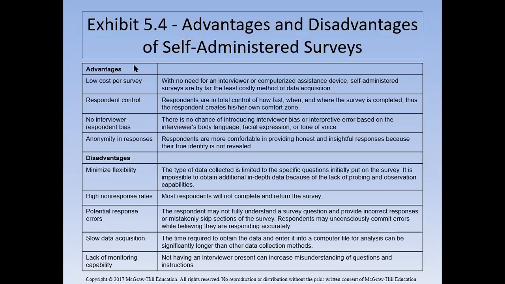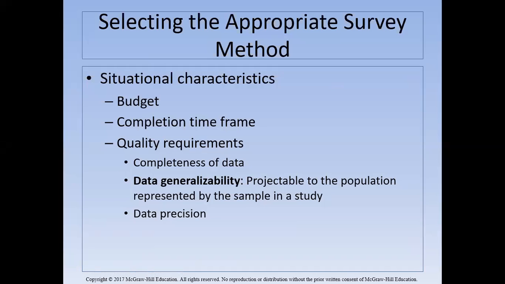A disadvantage is that you minimize flexibility and you have low response rates. Most respondents will not complete and return the survey, so there is a high non-response rate and potential response error. They might answer the questions incorrectly, or you might register them wrong.